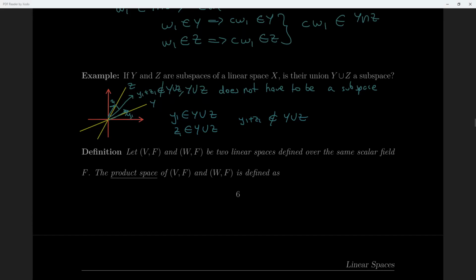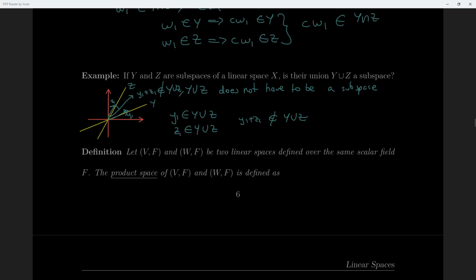So let's continue with another important definition. Previously we've seen how to build vector spaces by using the definition of a field. And here we will try to construct some new vector spaces by using existing vector spaces. But the one condition is that they should share the same scalar field.